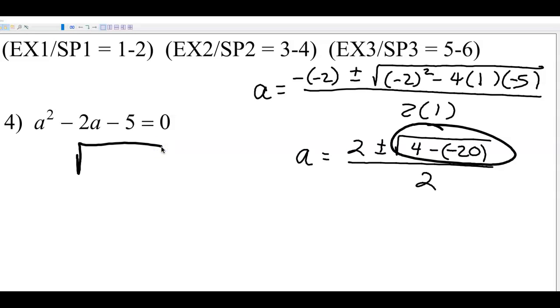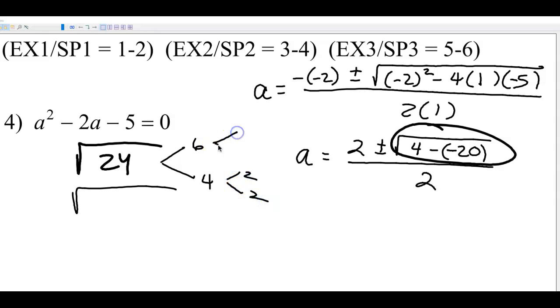Cheyenne, 4 minus a negative 20 is what? Yeah. So it's plus, right? And so next we're going to break that down. So Gloria, if I were to break that down, what would that be? Yeah. Oh, you mean like all the way? Well, let's keep going. I like that. 6 and 4, and then what? Which one would that be? 3 and 2, yeah. So we have 3, 2, 2, and 2.